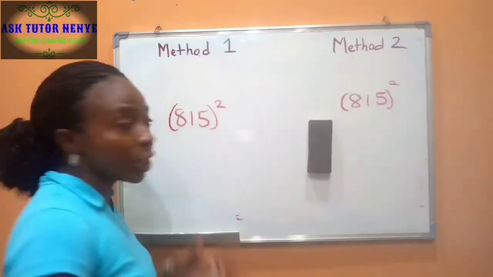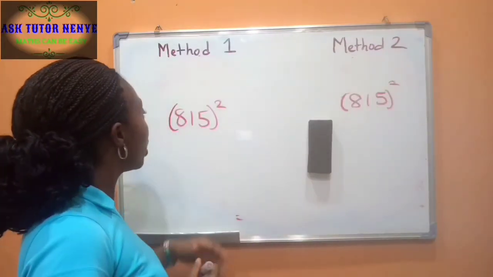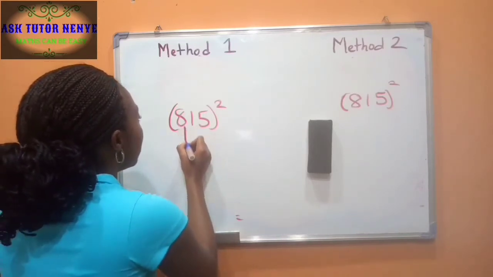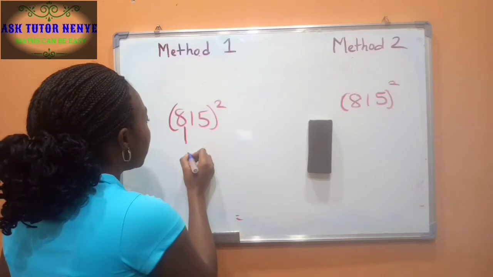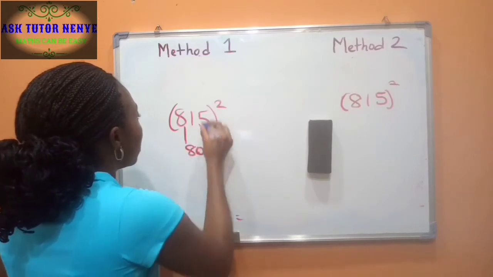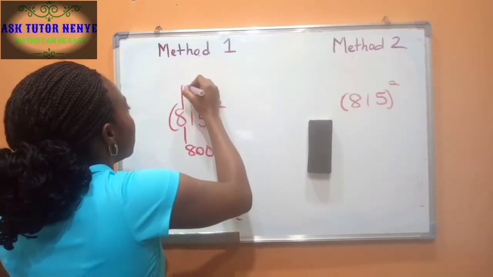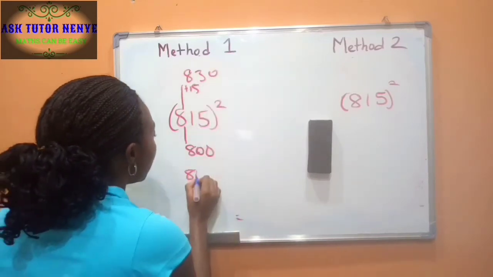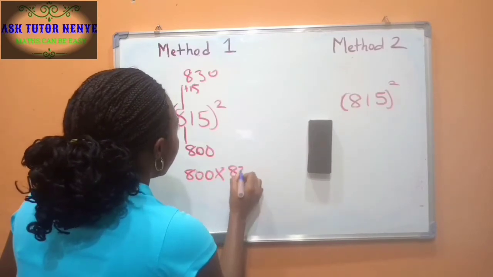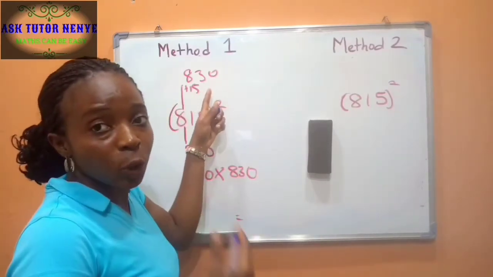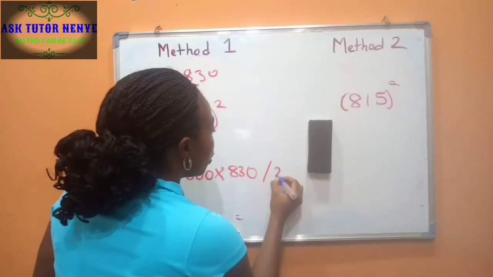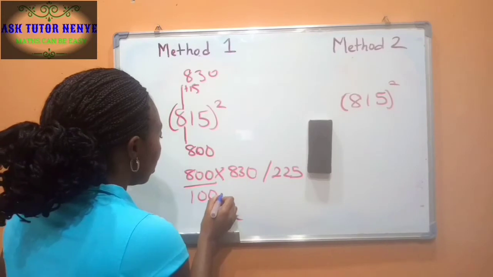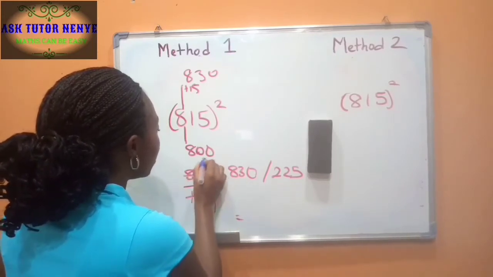Let's take more examples. Okay, so in this one, the nearest 100 we have here is 800. We get that by saying 815 minus 15 gives us 800, and 815 plus 15 gives us 830. So 800 times 830. Now what's the square of 15? The square of 15 is 225. Divide here by what? 100. 100 go here 1, 100 goes here 8.